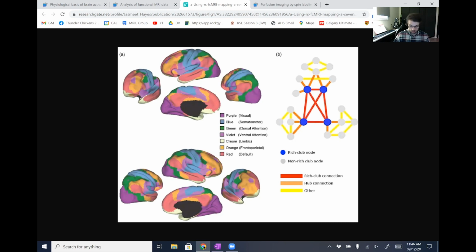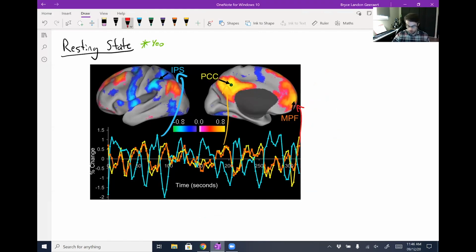So that's resting state fMRI. Yeah, I think that was it. The last figure we have is for ASL.